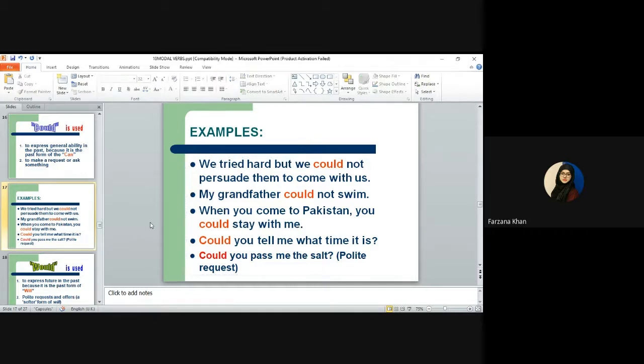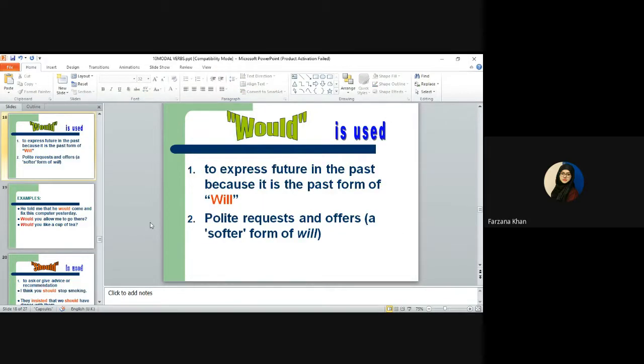After could, we have the next modal auxiliary verb, which is also a very important verb, which is would. You must be very familiar with the verb will, right? And you must be pretty clear on how to use will. Will is basically used to reveal your certainty about the future. And when you talk about the future tense, you go for shall or will. So would is basically the past form of will. It is used to express future in the past because it is the past form of will.